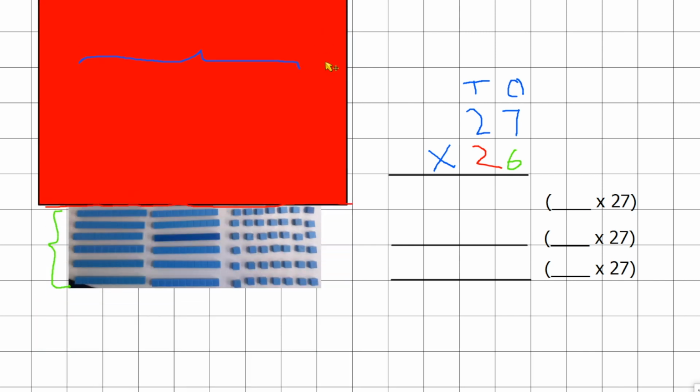I'm going to calculate this part first. This is something times something. Can you tell me what it is? That's right. You can see 27. You can see it 6 times. It's 27 times 6. So let's forget about the 20. It's covered. We don't need to worry about it.